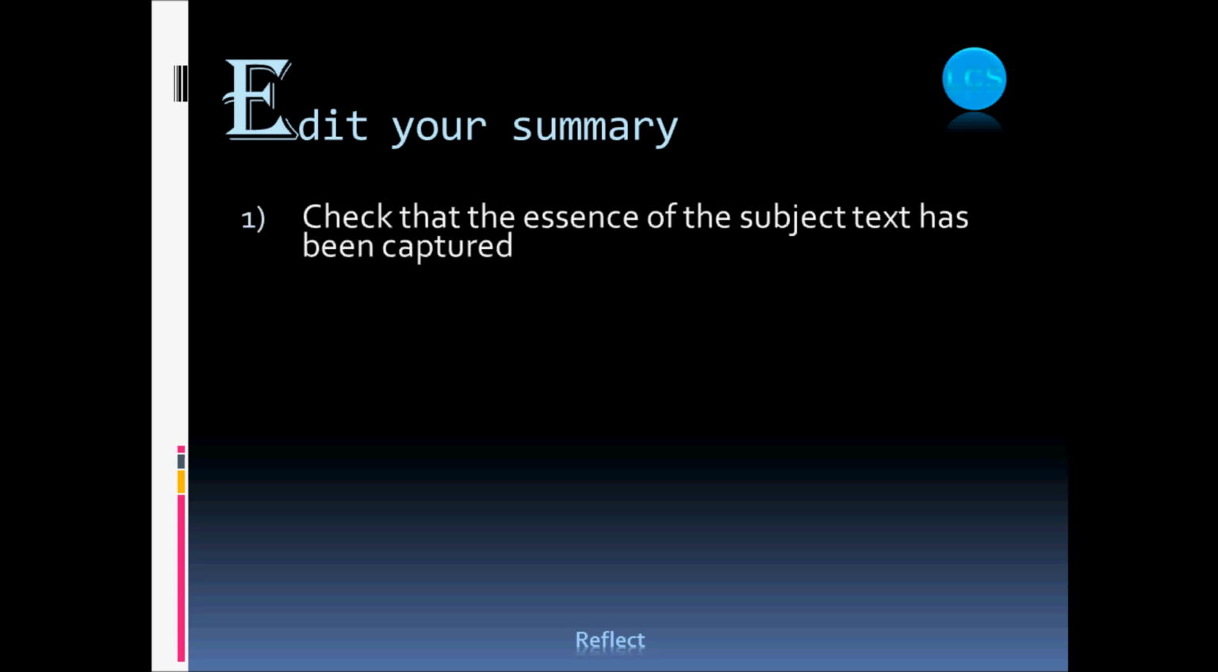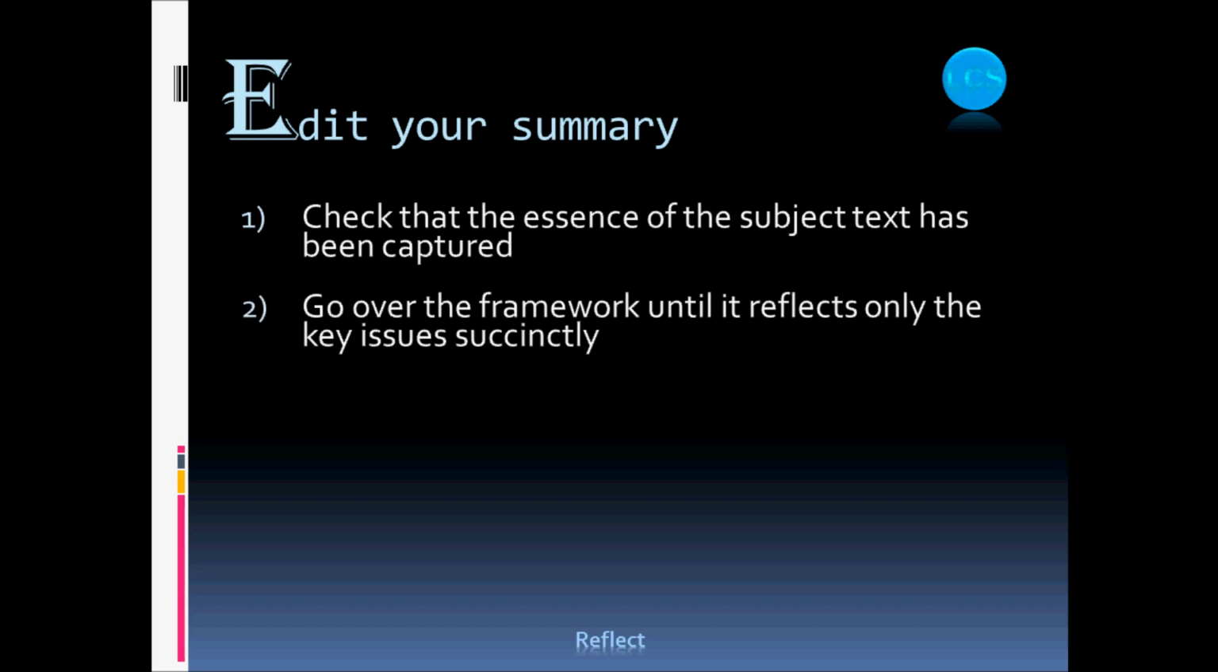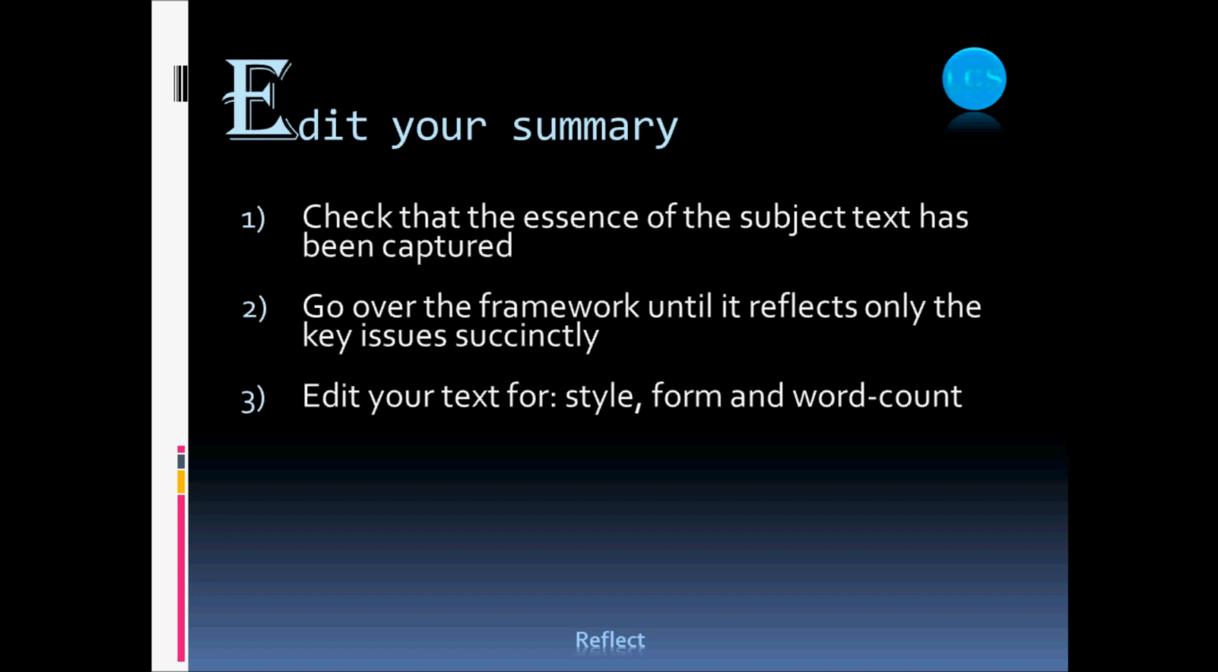It requires that you check the essence of the subject text and ensure that it has been captured correctly. Try to check that there is no bias in your process of its capture. Try to construct that summary seen through the eyes of the author that constructed it in the first place. Go over the framework until it reflects only the key aspects succinctly. Edit your text for style, form, and word count. Summaries, by definition, are intended to give a quick overview of the key aspects of the text that you are summarizing.